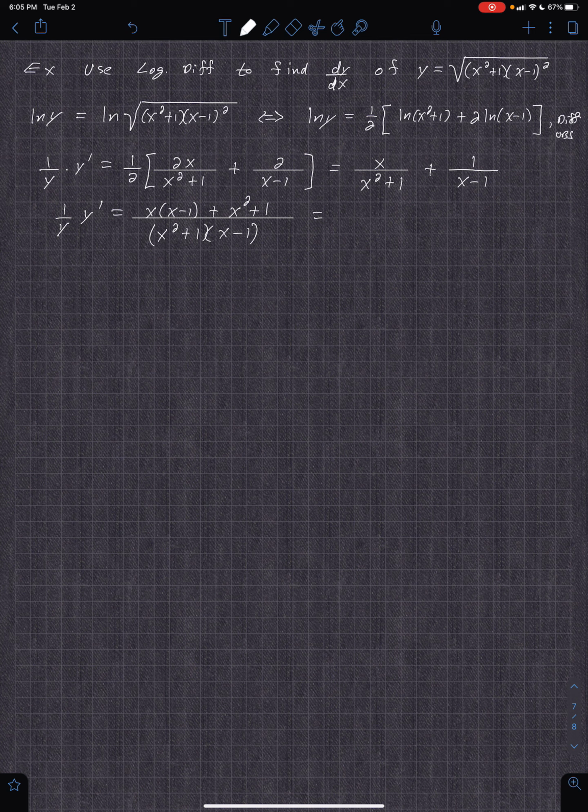Add that up, and you get x squared minus x, so it ends up being 2x squared minus x plus 1, all over (x squared plus 1) times (x minus 1). Multiply through by the y. So y prime is equal to y times all of that.